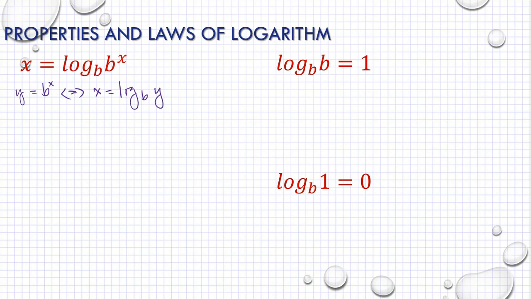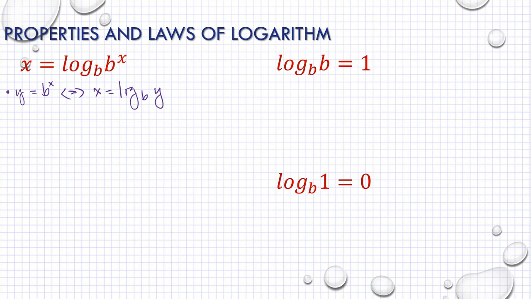Welcome back. Properties and laws of a logarithm. The first property, or this is actually a definition of logarithm: x is equal to logarithm of b raised to x with a base b. I wrote once again this one. The exponential function y is equal to b raised to x if and only if x is equal to logarithm of y with a base b.